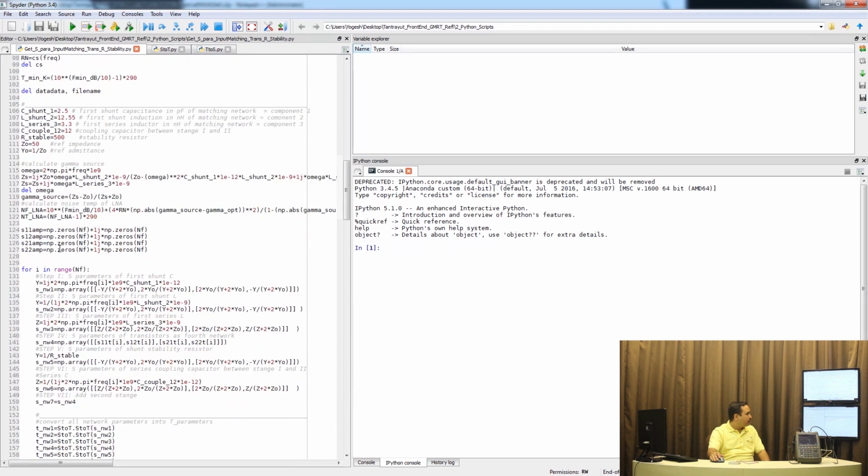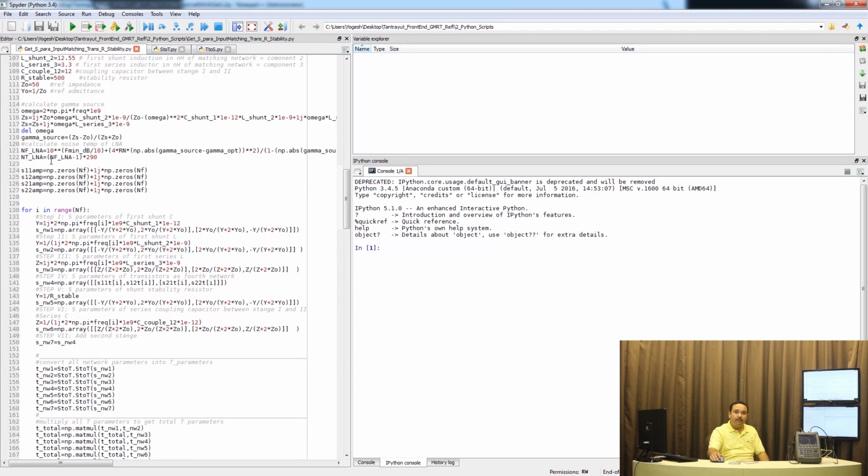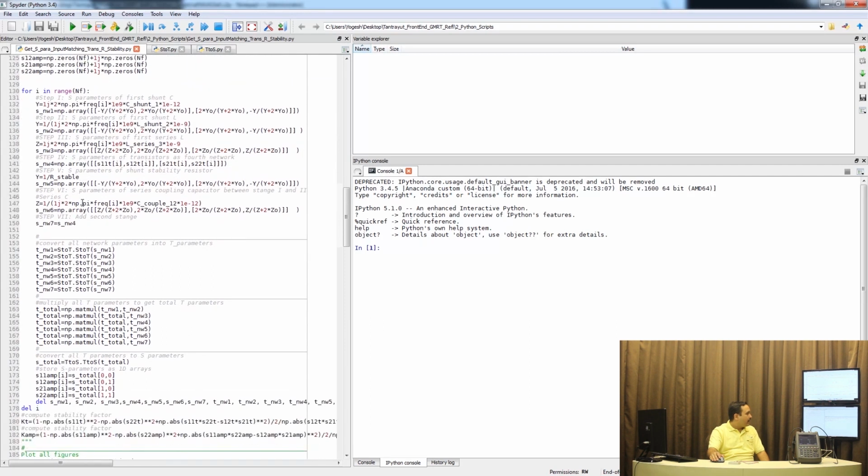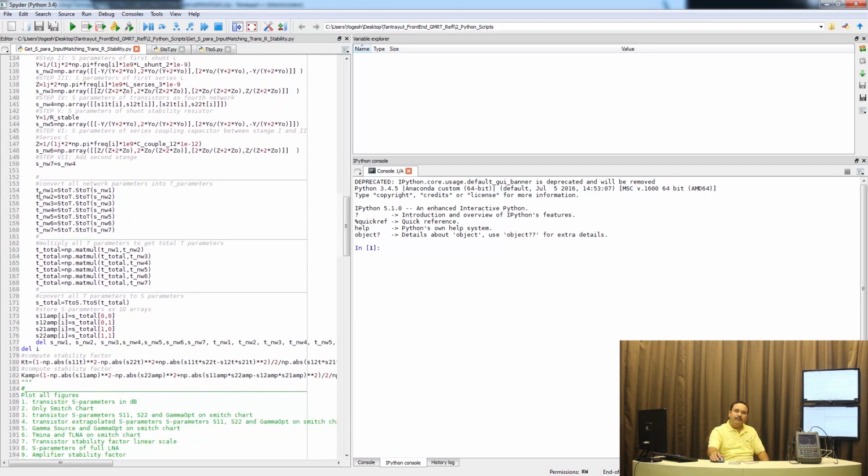Then I use my input matching network and output matching network with L and Cs which I have designed, and for each component in my input or output matching network, I write its S parameters for the given frequency. And then I convert all those S parameters into transmission parameters, because you can multiply the transmission parameters together for a cascaded network and get equivalent transmission parameters.